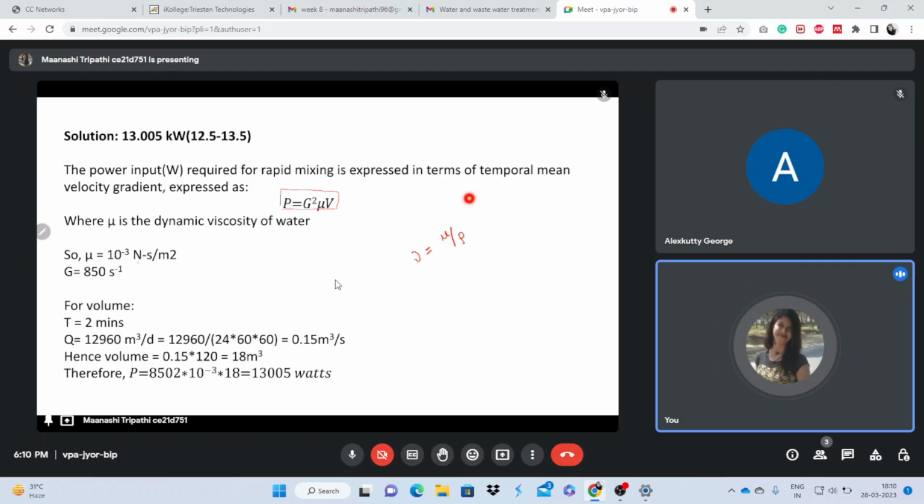We have the mu value. This mu value is the typical value for water. So wherever water is given and the mu value is not given, you should just take it as 10 raised to power minus 3 Newton second per meter square, because this is the typical mu value of water. So if in the question just water is given, you have to assume this. G is 850 per second.